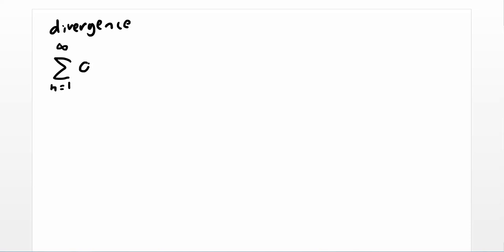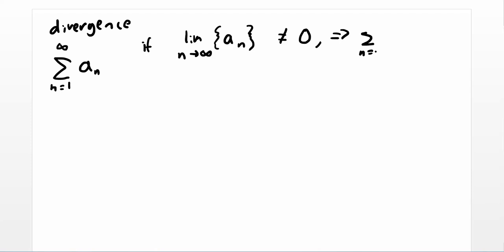and some sequence. What you're going to do is just take the limit as n goes to infinity of the sequence. Just the sequence part of the problem, not the whole series. And if this is not equal to 0, then this implies that the series diverges.